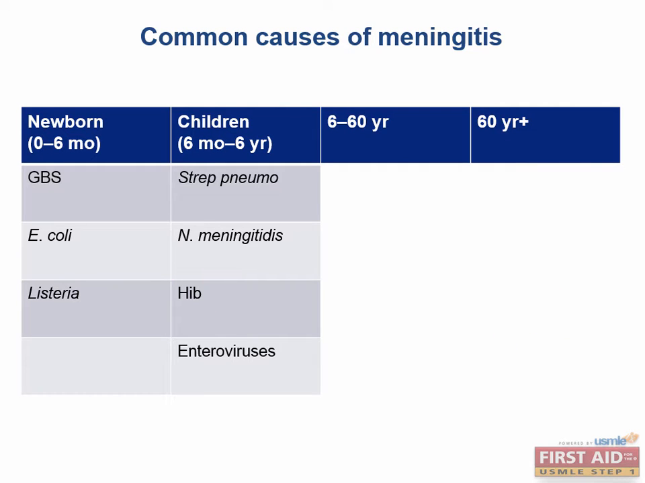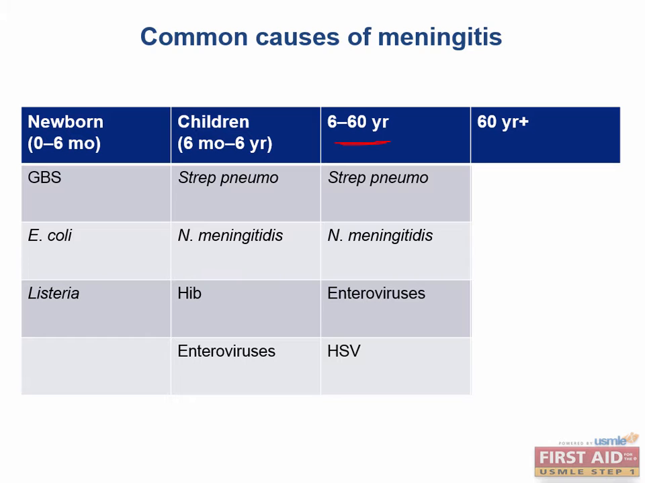In older children through adults, from 6 years to 60 years, meningitis can be caused by strep pneumoniae, Neisseria meningitidis, enterovirus, as well as herpes simplex virus. It is important to note that Neisseria meningitidis is the most common cause of meningitis in teenagers, specifically those in college or military dormitories, or people living in tight spaces.